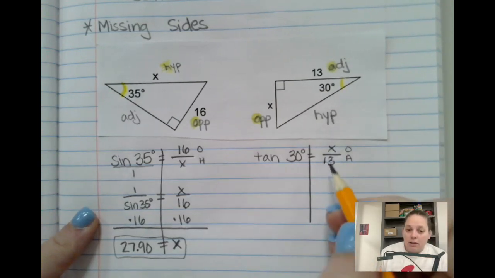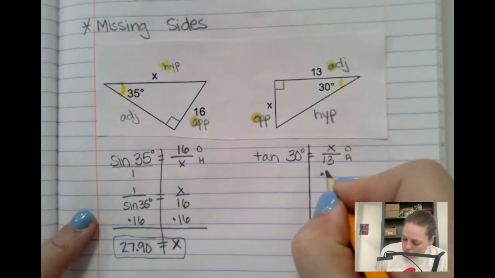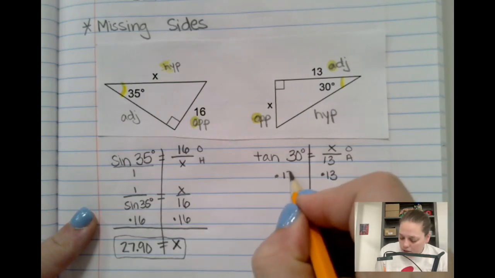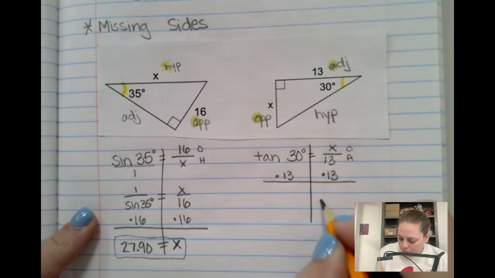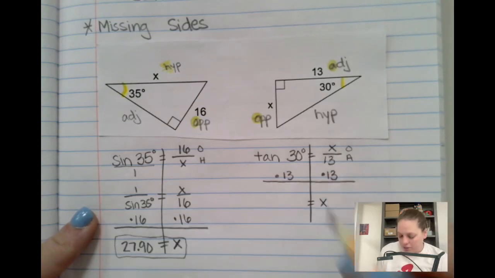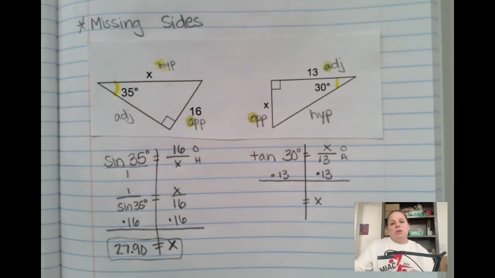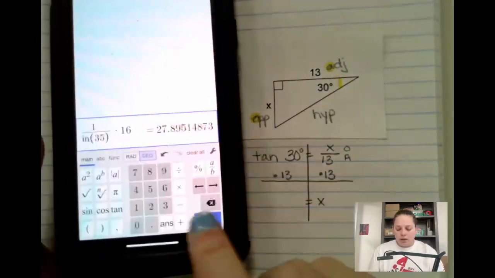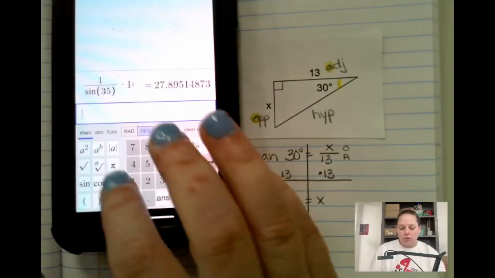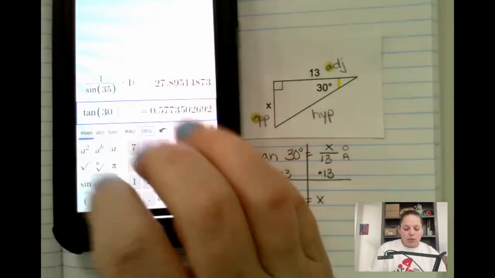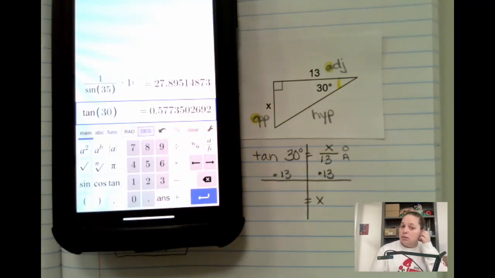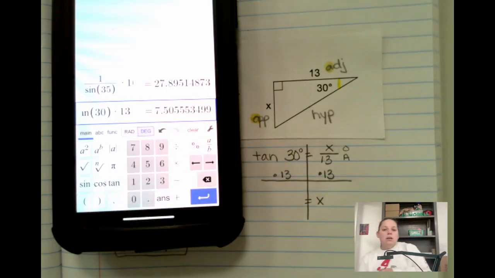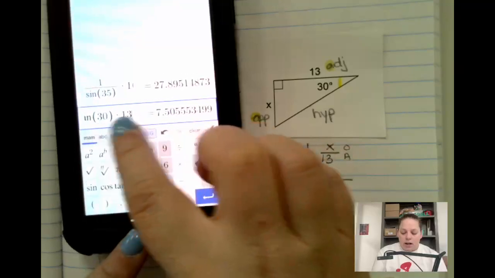To get rid of dividing by 13, we're going to multiply by 13. And if we do it on one side, we have to do it on the other side. That undoes this 13 over here. So on the left side, I'm doing tangent of 30 degrees times 13. We're going to use the calculator because we don't know tangent of 30 off the top of our head. Someday maybe you will, because that is a reference angle. It's a common angle that we use a lot.